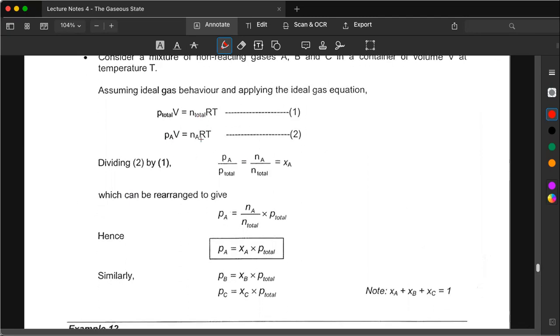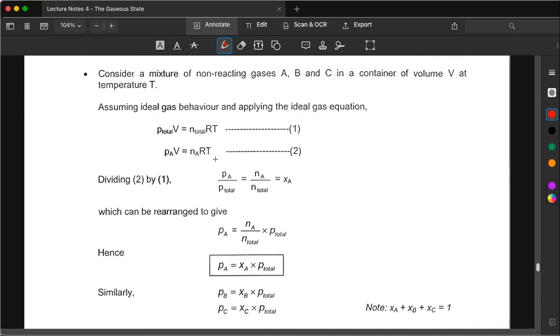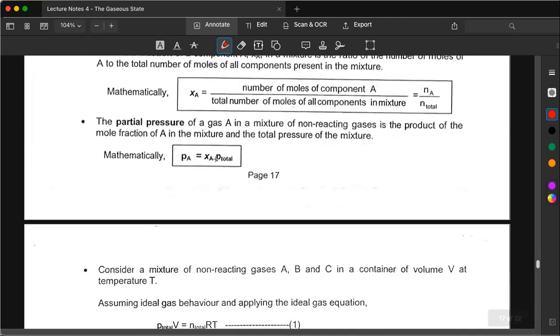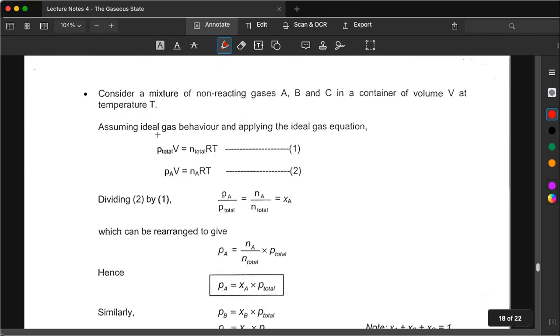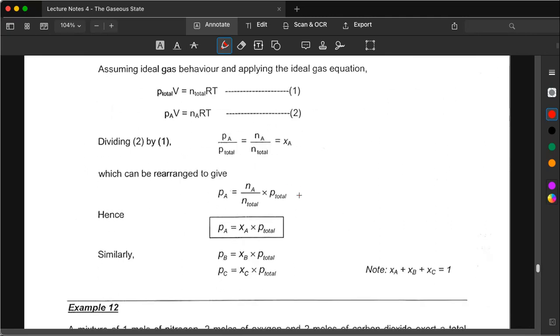So we divide 2 by 1. I just want to show you how we get the equation, the derivation. So P_A over P_total, we cancel off the V because we are considering they are in the same volume of the container. n_A over n_total, we cancel off RT, which equals the mole fraction. So you rearrange this equation, you have pressure A equals n_A over n_total times P_total.